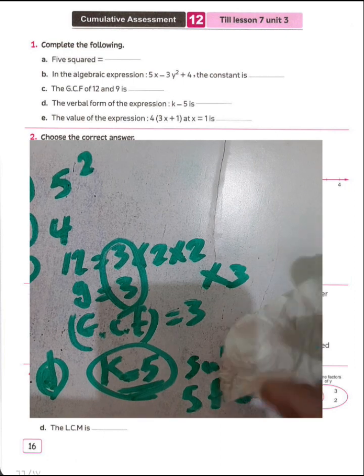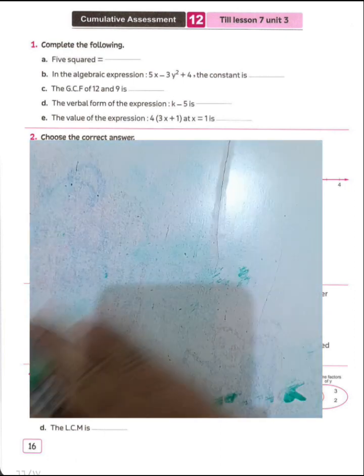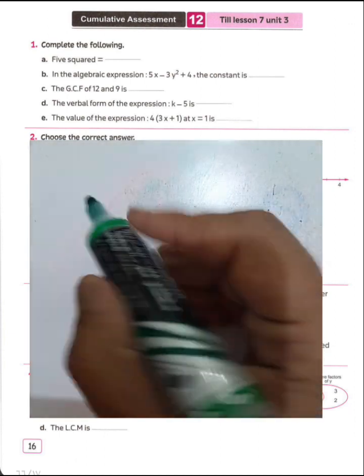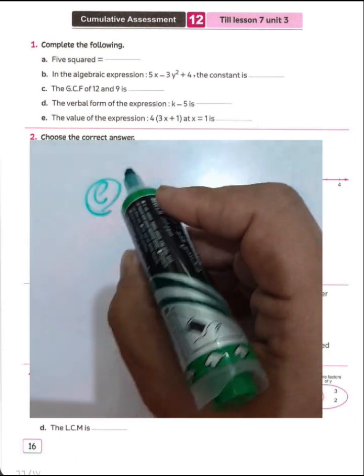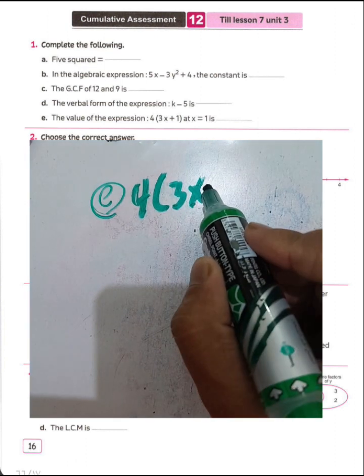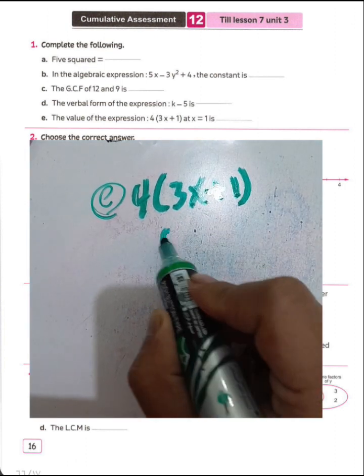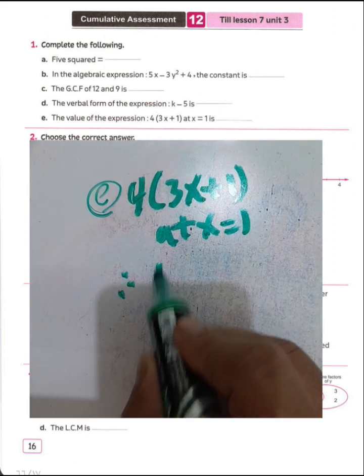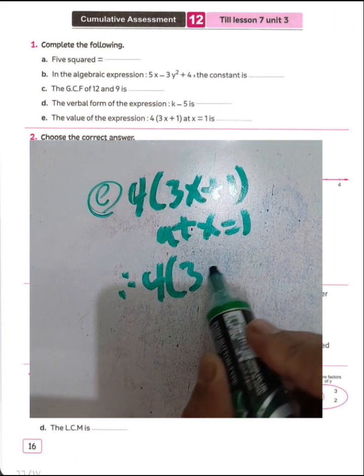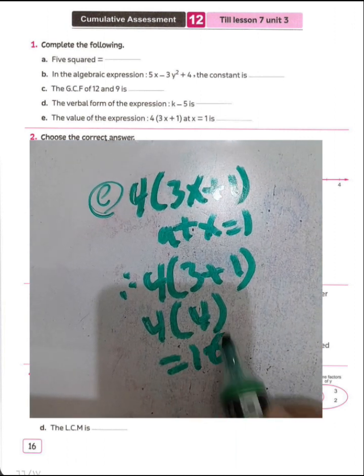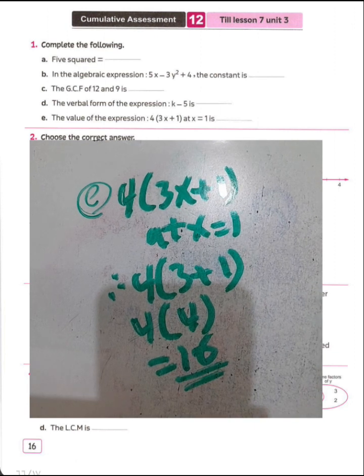Question letter E: the value of the expression 4 times 3x plus 1 at x equal 1. We can put x equal 1 in this expression to find the result. We have here 4 times 3x plus 1. Put x equal 1: 4 times 3 times 1 equals 3, plus 1. The result will be 4 times 4, which equals 16. Letter E, the result will be 16.